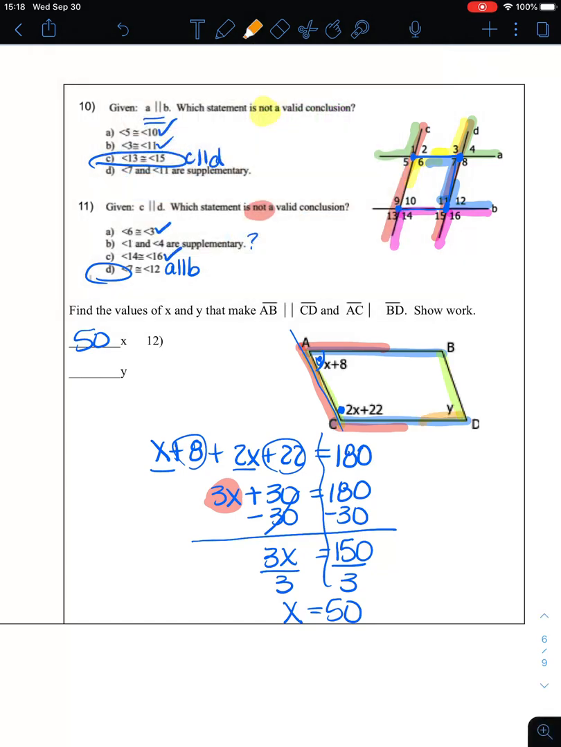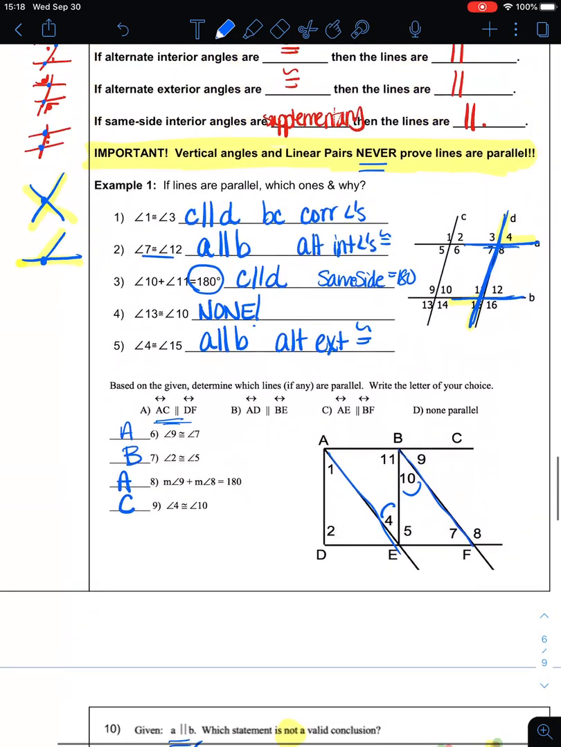Now that x is equal to 50, I need y. So I'm going to come over here and look. Here's angle y. If these two lines are parallel, if AC is parallel to BD, then these are same side interior angles also. So if x is 50, then this angle is 2 times 50 plus 22. So this angle is 122. That's this angle right here. That means that this angle has to be 180 minus 122, which is 58. So y then is 58.